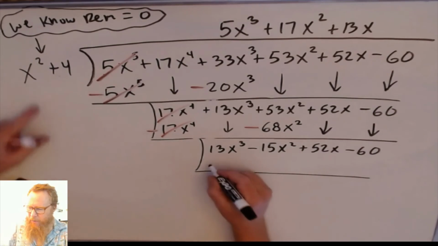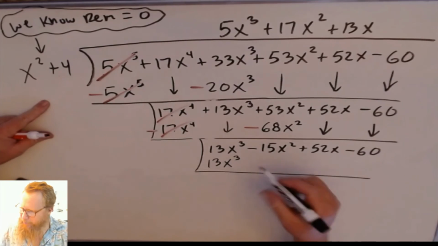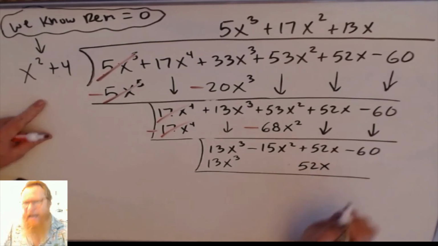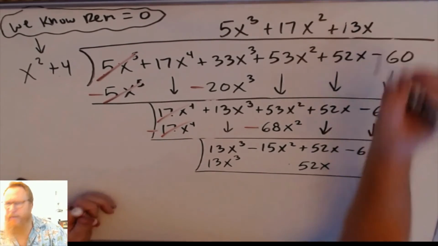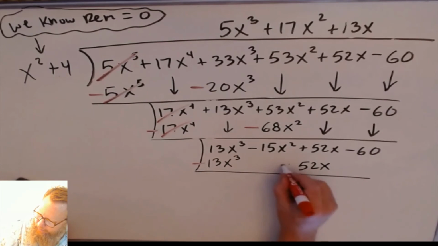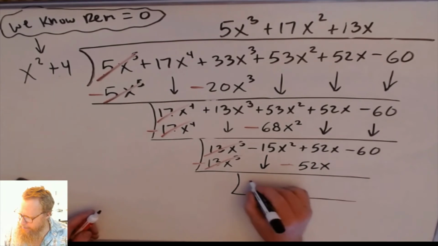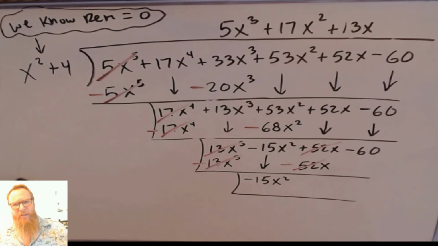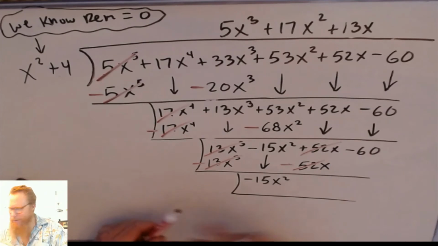13x times x squared is 13x cubed. 13x times 4 is 52x. That's a 13 up there in case it's not clear. Here comes the negative, starting another revolution, kill the leader, bring down the remainder, which eventually will be 0. Oh, look, that's always fun. You not only kill the leading term, but you kill one of the following terms as well.